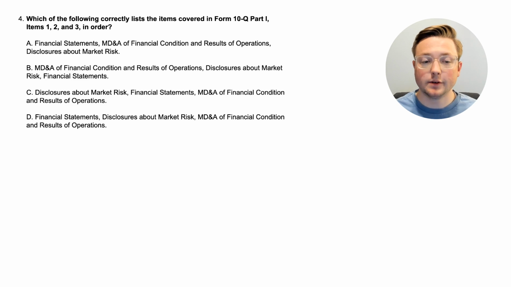All right, here we are at question 4. Which of the following correctly lists the items covered in Form 10Q Part 1, Items 1, 2, and 3 in order?